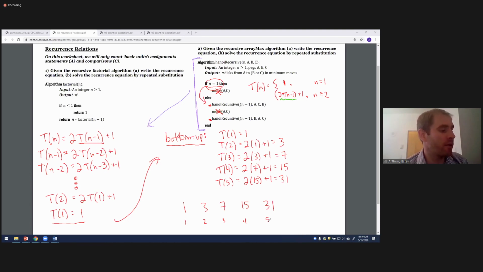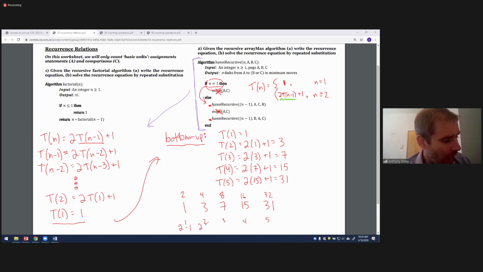Yeah, they're all very similar to powers of 1 or powers of 2. So if we think of our powers of 2, we've got that. So if we think about it, this first term is actually 2 to the power of that term minus 1.